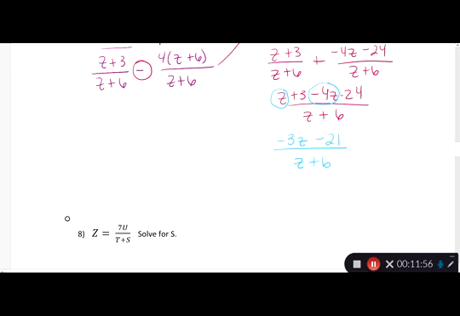Right? So you can go ahead and factor in the numerator, right? There's a negative 3 that could come out, and then it's z plus 7 over z plus 6. Nothing can cancel. It should take either answer in my math lab. It should not mark either of these two answers incorrect. They're both equivalent answers.